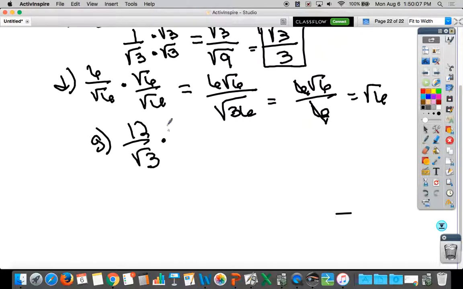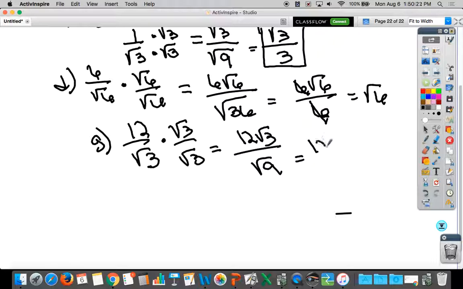Okay, what do I multiply by? Square root of 3 on top and bottom. So tell me what the numerator is. Over, and square root of 9 changes to? Now what can be simplified here? 12 and the 3. 12 divided by 3 is 4 square roots of 3.